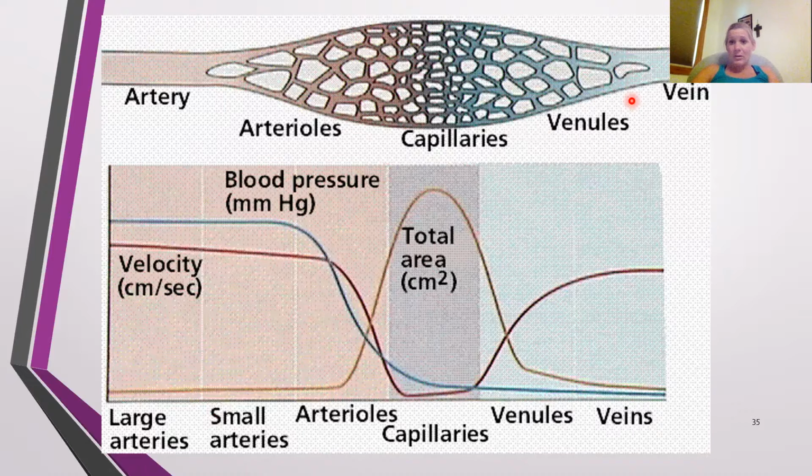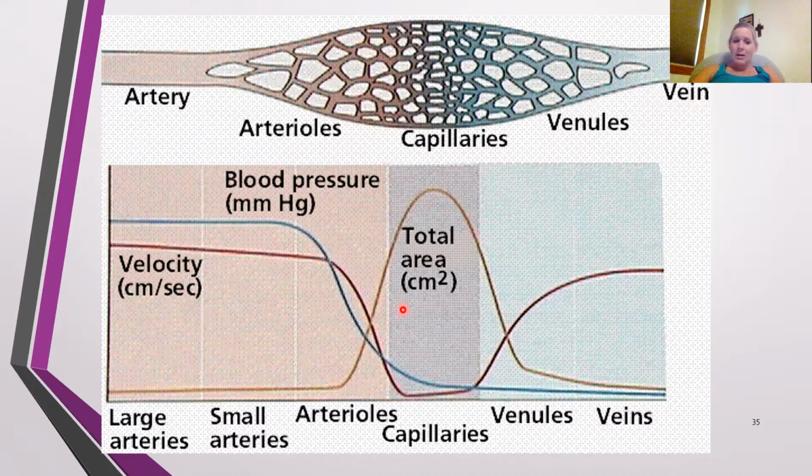So let's take a look at what's going on here. There we go. Okay. So here you can see the different vessels. So I have arteries, arterioles, capillaries, venules, which are small veins, and then big veins.